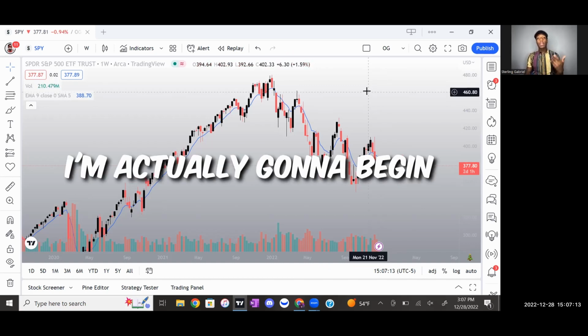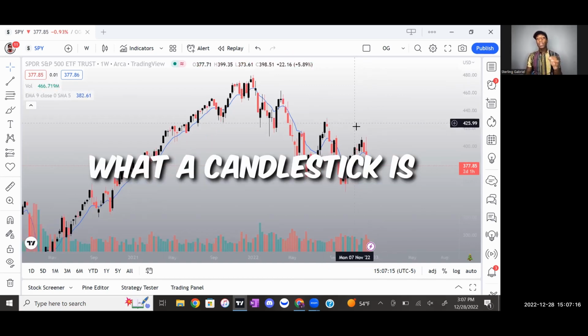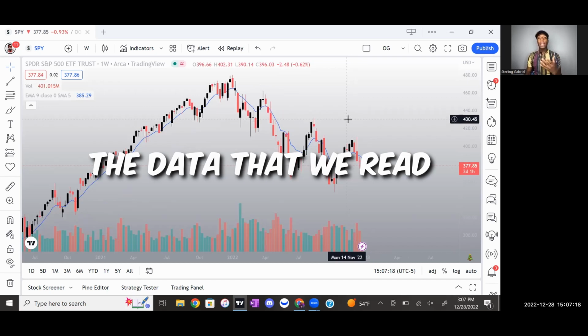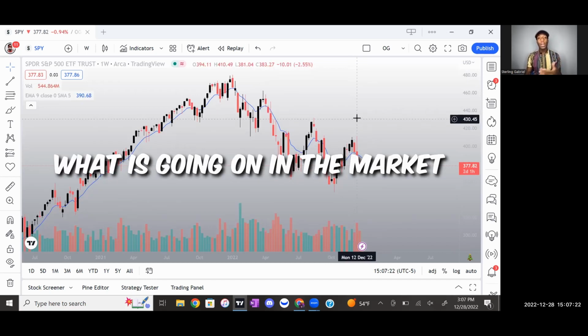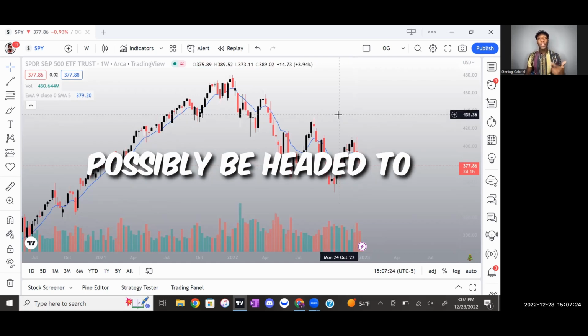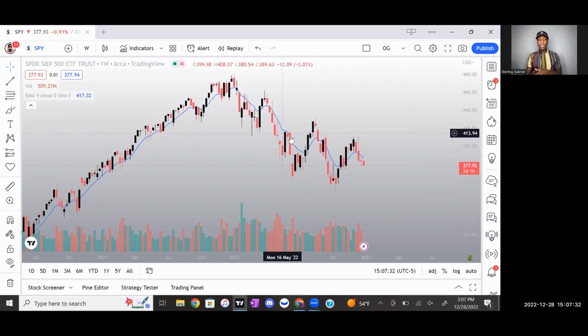So for starters, I'm going to begin by explaining what a candlestick is, as this is the data that we read every single day, every single second, in order to see what is going on in the market and where price could possibly be headed. This right here is a candlestick. Everything you see on here is a candlestick, right?